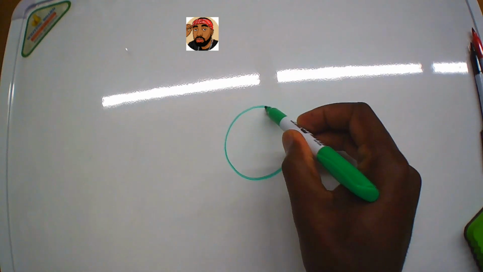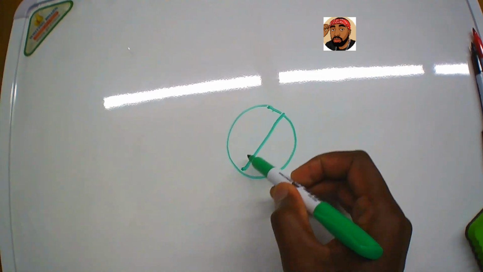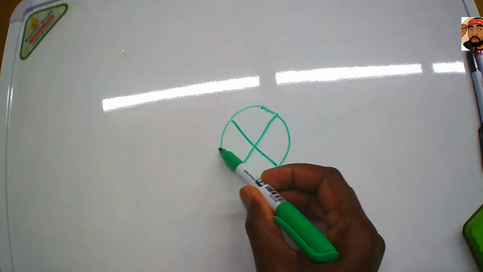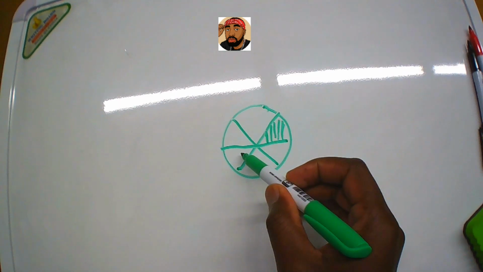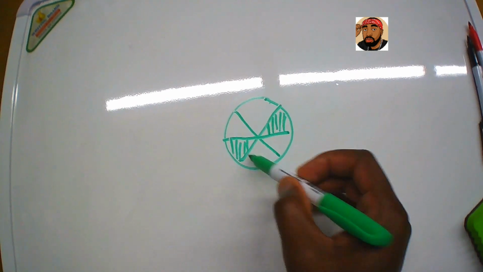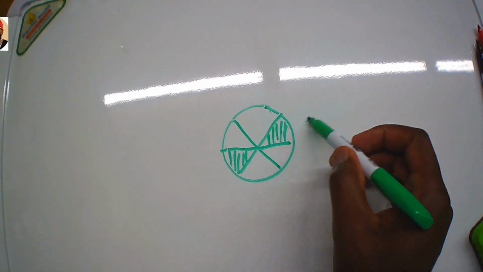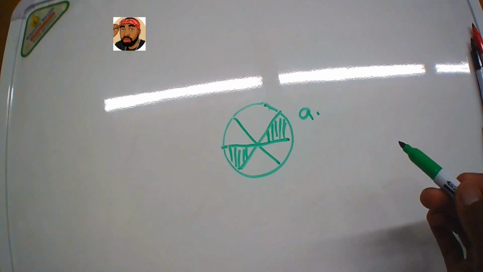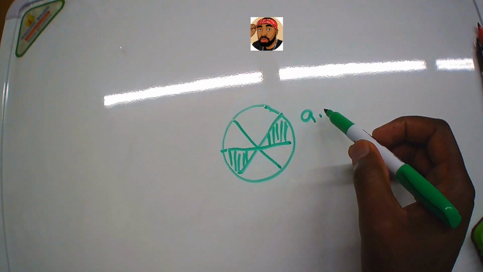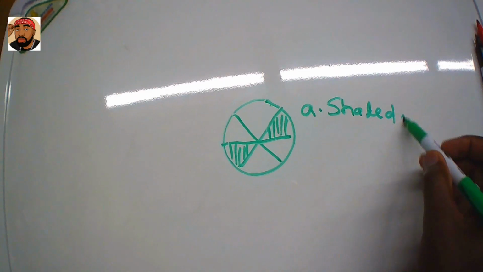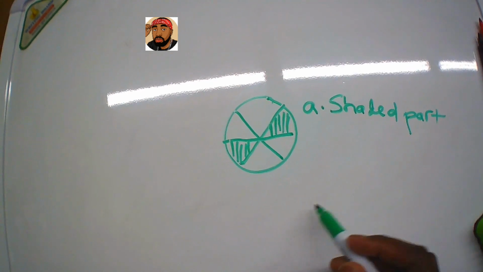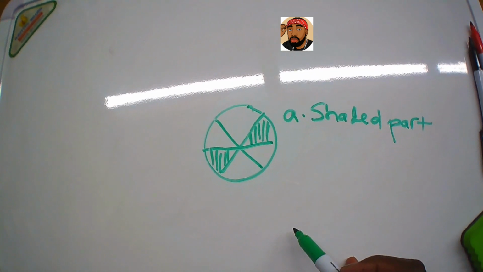And then now let's say we are given a shape like this, and then it is like this. Then we shade here, then we shade here. Then we are being asked to formulate a fraction for the shaded part. Then for the shaded part, what we need to do here is as follows.